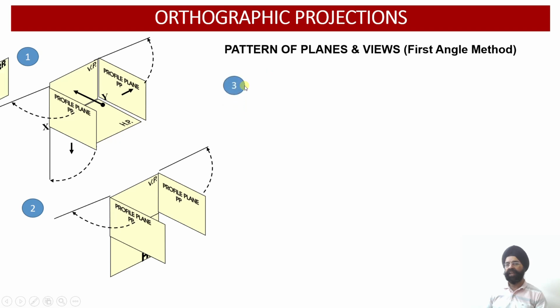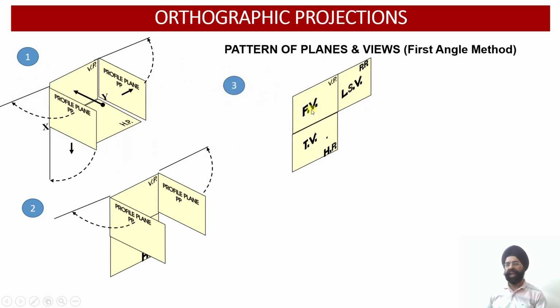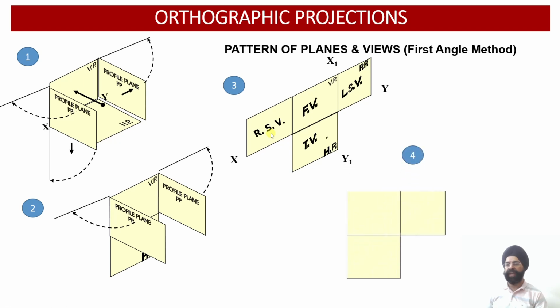Then in the third orientation, please check. The front view is drawn above the XY line. The top view is drawn on the horizontal plane below the XY line. The left side view is drawn on the right hand side, and the right side view is drawn on the left hand side. Right? So this is how all your 4 projections can be obtained onto the orthographic projection. So this is how we are going to obtain the projections on the orthographic plane.